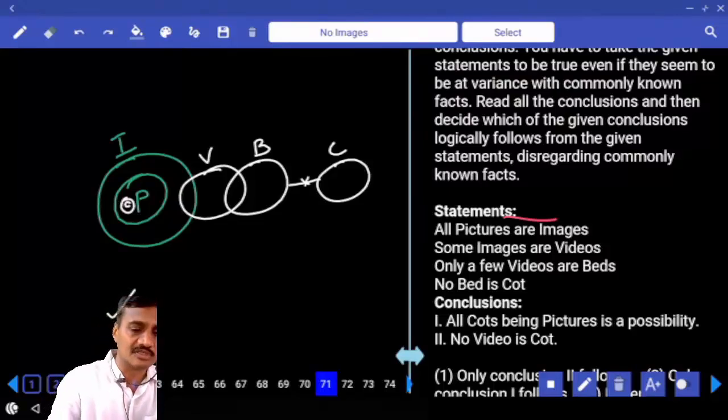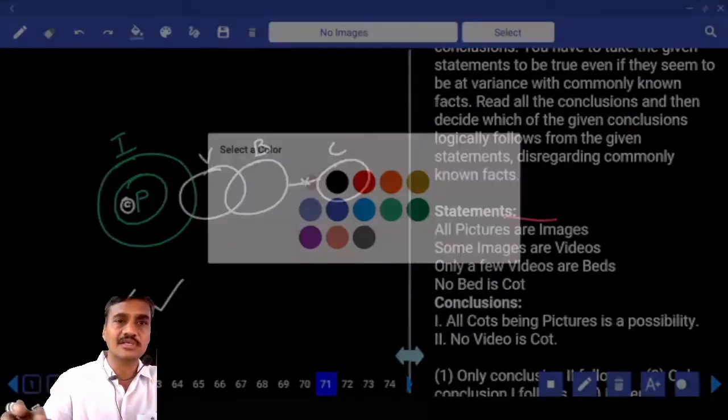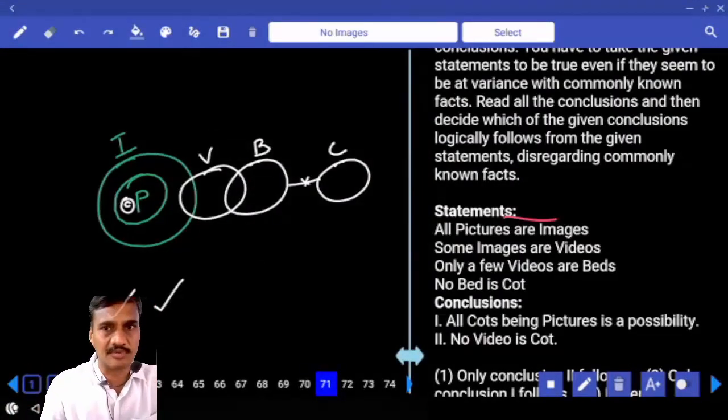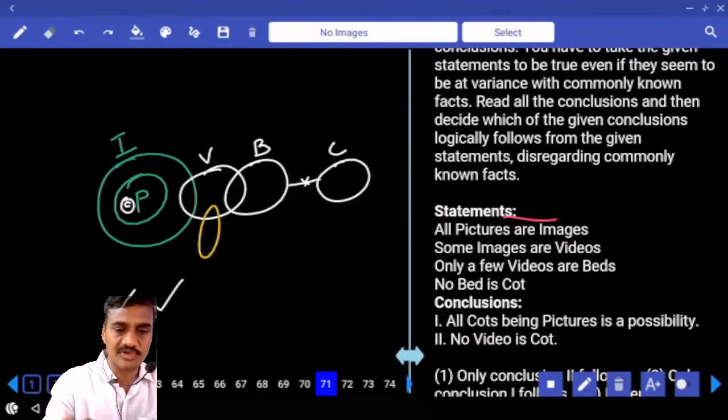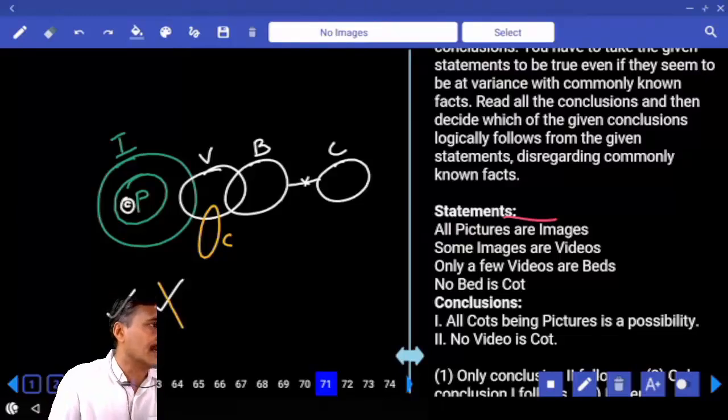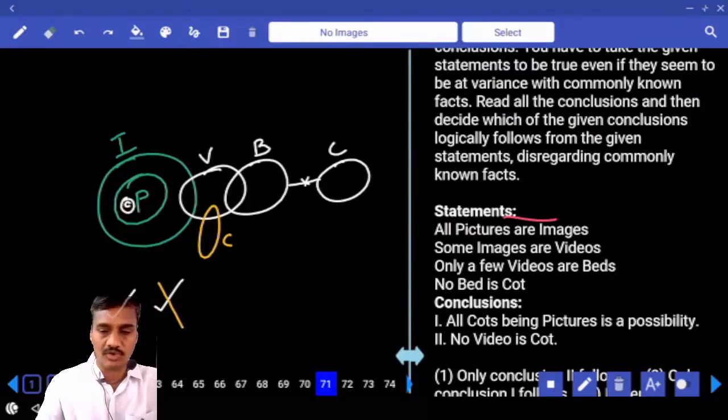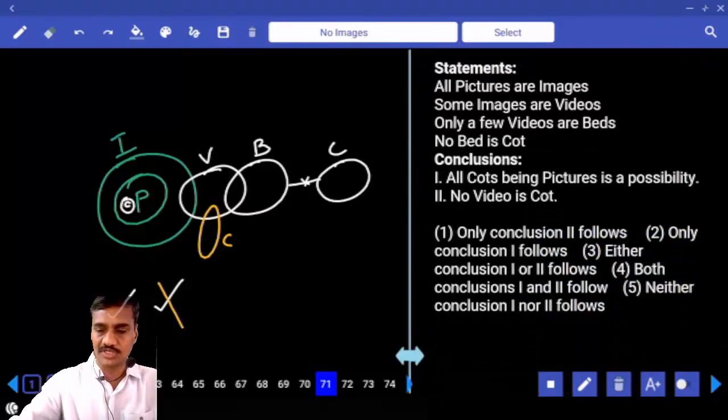And next one, no video is a cot. True or false? No video is a cot. True or false, what to do? Some videos are cots. Can we say that or not? We can write it like this, some videos and cot. Some videos are cots is true, so no video is a cot is false. And so what is your answer? Only one follows. Only one, and it is given in which choice? Only one, that is choice 2.